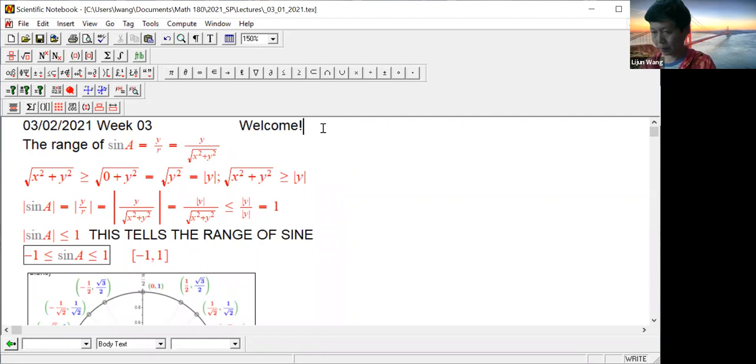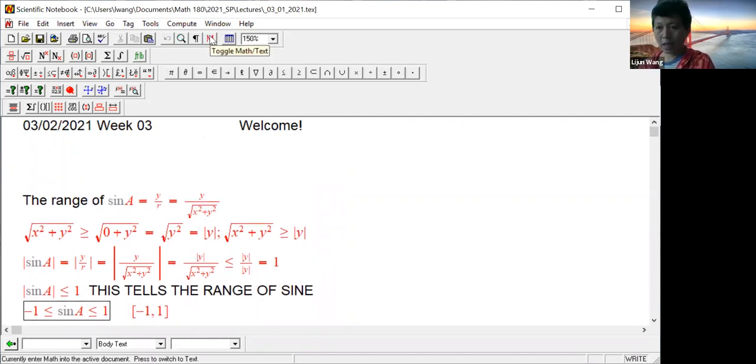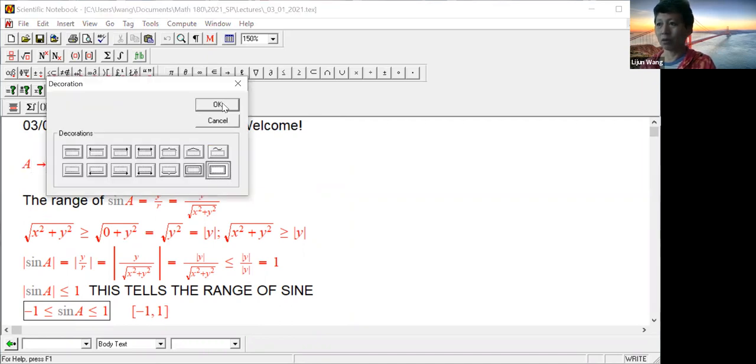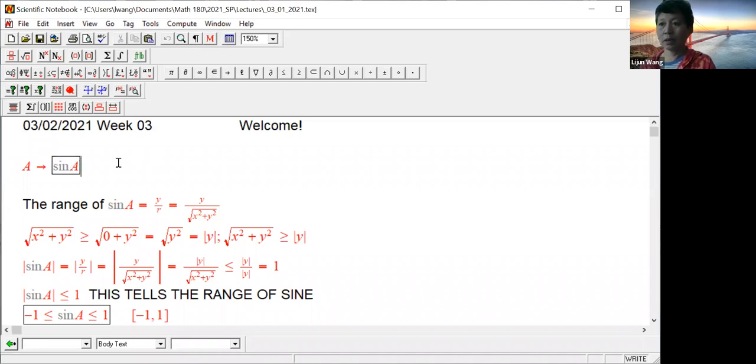Okay, so let me put it on the top. Sine as a rule can take any angle. It produces a ratio. This ratio, which we called sine of A, of any angle, is going to have a range. And this range is between negative one and positive one, less than or equal to one. So domain: any angle. And the ratio is between negative one and one.